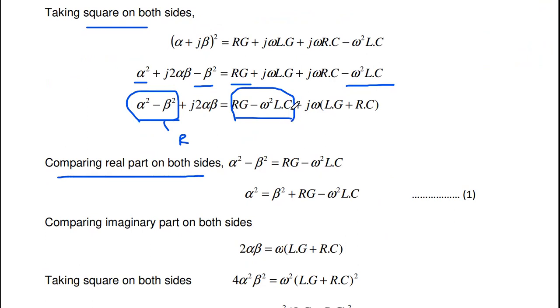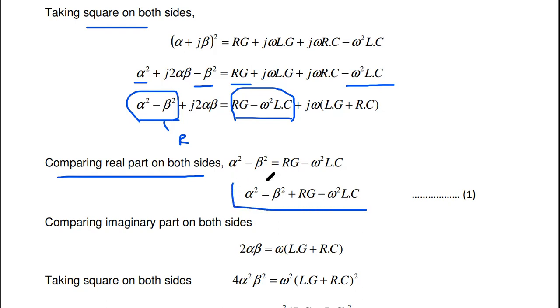Rg minus omega squared Lc. So alpha squared minus beta squared is equal to Rg minus omega squared Lc. From that, you just find alpha squared. So alpha squared is equal to this minus beta squared. If you are giving this side, we can write it as beta squared plus Rg minus omega squared Lc.